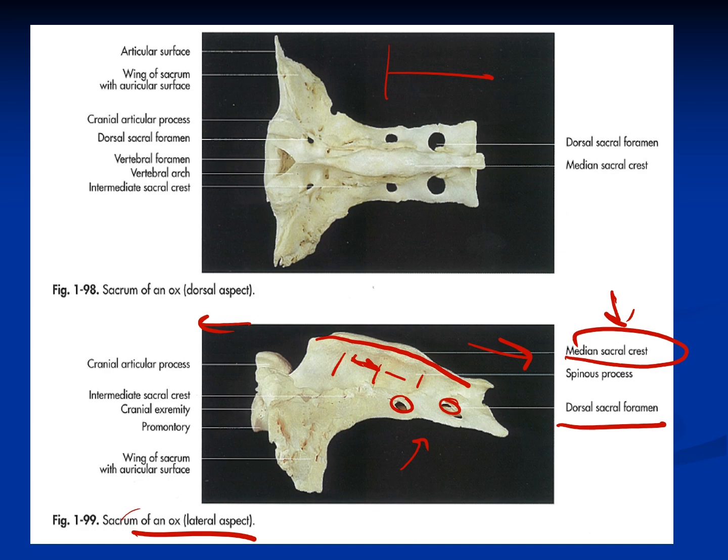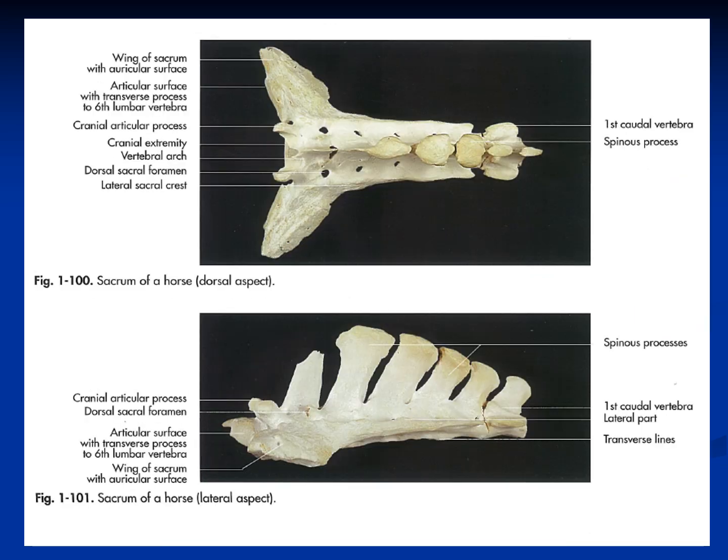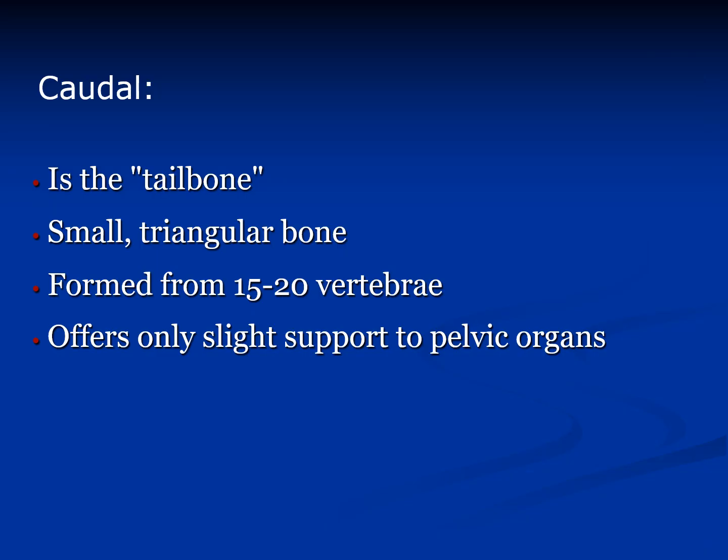And this area of fused structures, for all the spinous processes, we call it the median sacral crest. In the horse, again, they are fused bones, but you can see here there is a space between the spinous processes, not completely fused as we saw before for the ox. This one is for the horse, and the one that we saw before is for the ox.